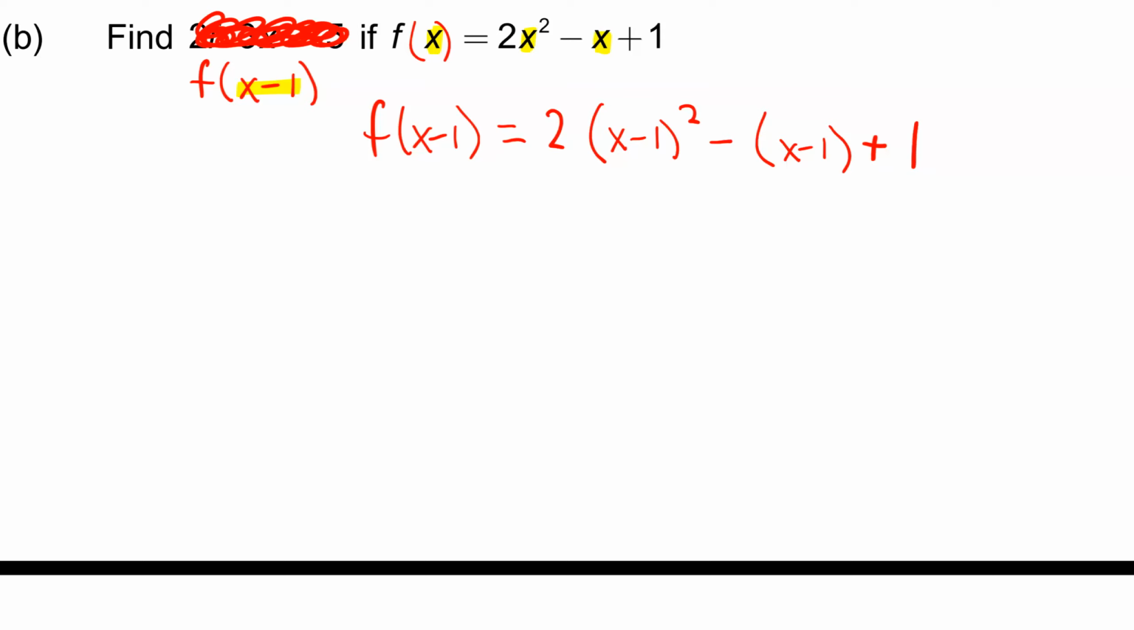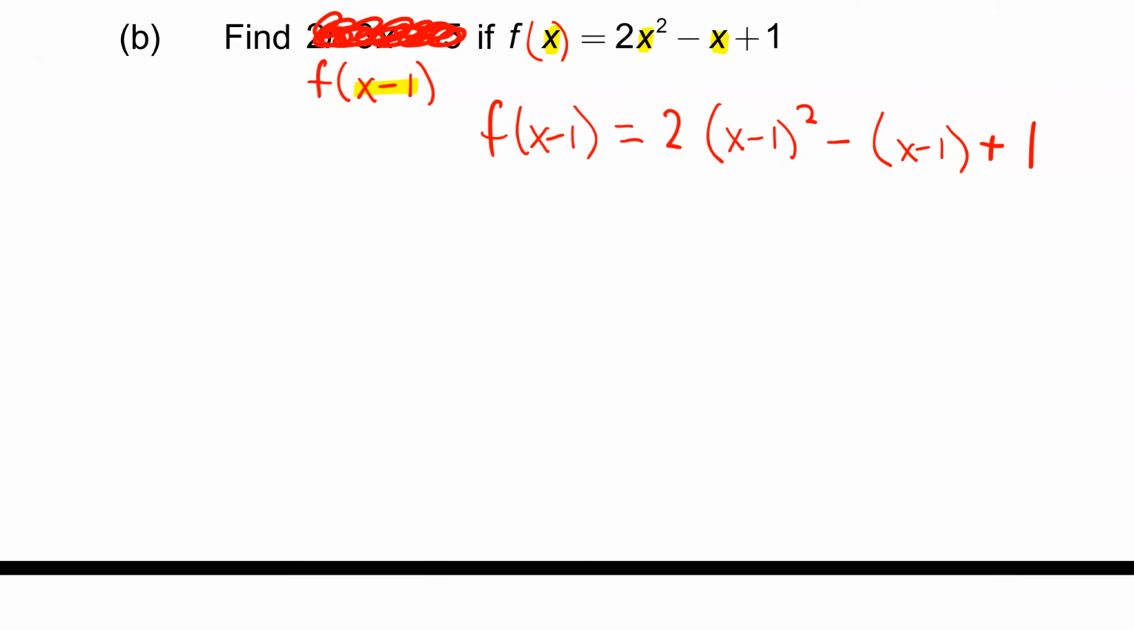The first term is 2 times x minus 1 squared. So x minus 1 is being squared, and this is still something we struggle with doing. X minus 1 squared is the same thing as x minus 1 times x minus 1. To solve it, you must FOIL it. You have a binomial squared, you've got to FOIL it.